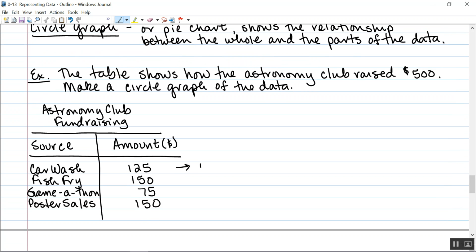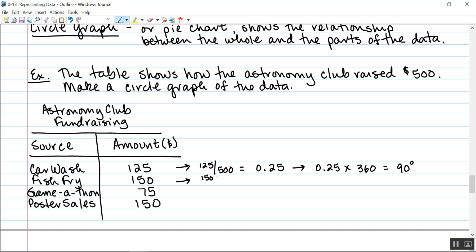So $125 out of the total of $500 they raised, that's equal to, and just punch that into your calculator, 0.25, or 25%. Now I'm going to say, what is that 25% of the 360 degrees that are in a total circle? And that means 90 degrees. So I need 90 degrees of my circle to represent the car wash money that they raised. And I'll do the same thing for the rest of these.